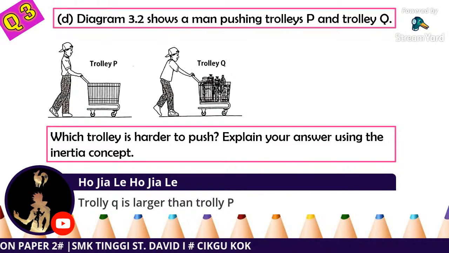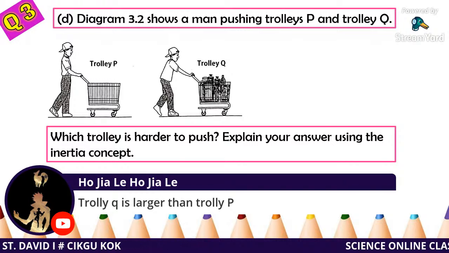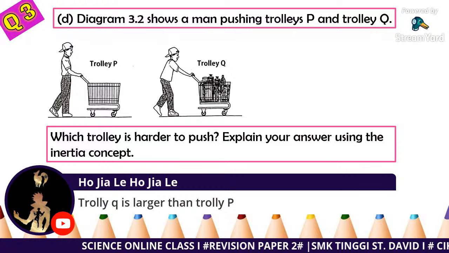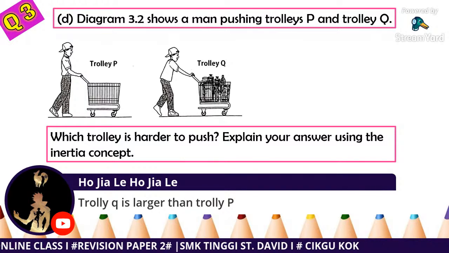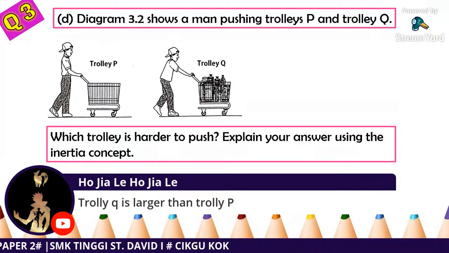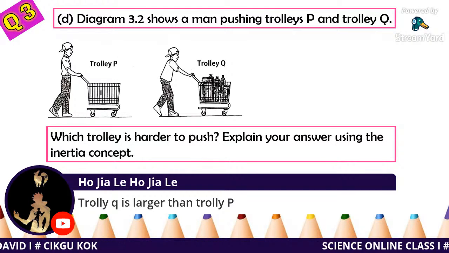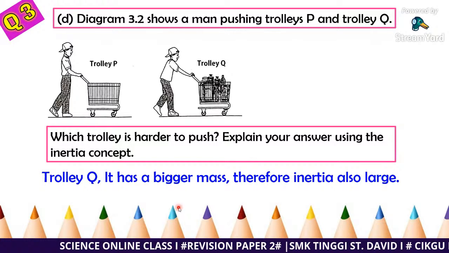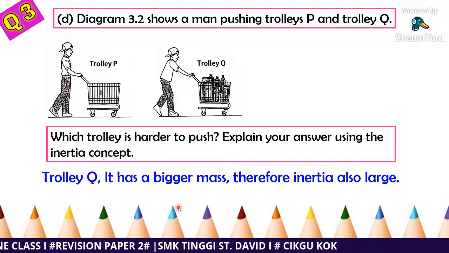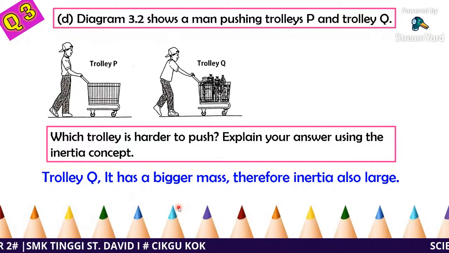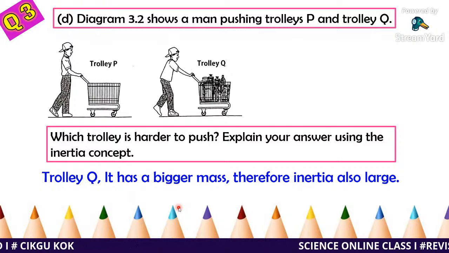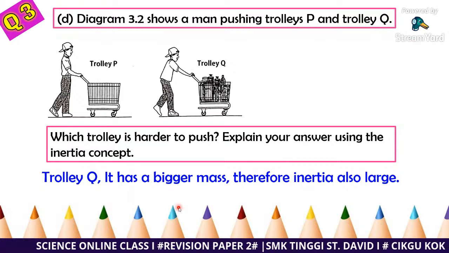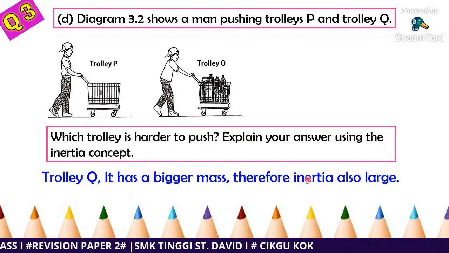Okay, trolley Q is larger than trolley P. Larger? What does larger mean? Larger means the size. The mass of trolley Q is larger than trolley P. That one is correct. Maybe it's a typing technical problem. Okay, let's check the answer here. Trolley Q, because it has a bigger mass, so it has a larger inertia. You must say the mass of trolley P is less than trolley Q. So the keyword, you must mention inertia.